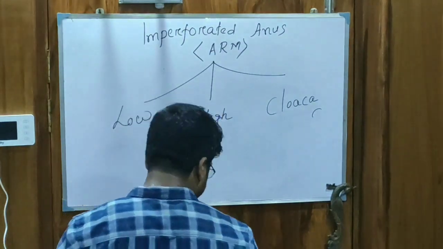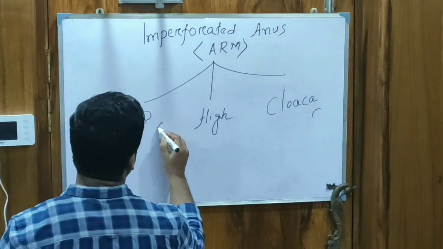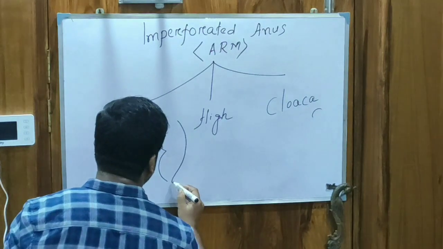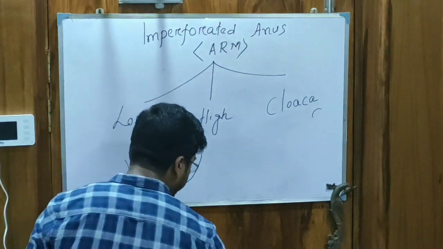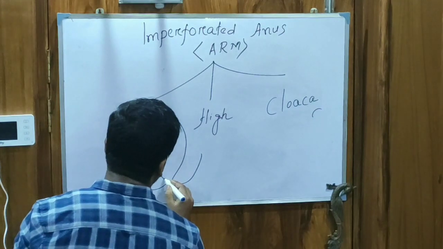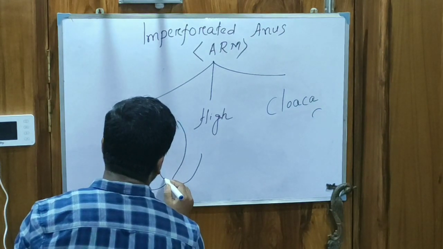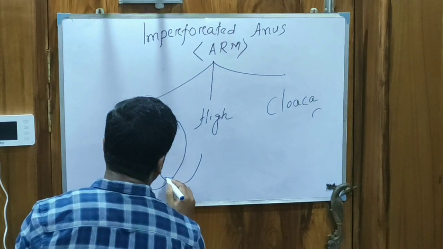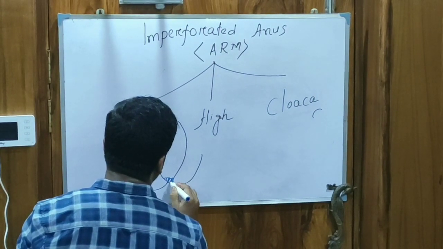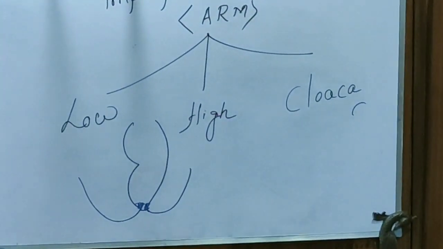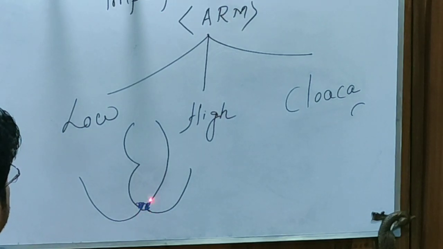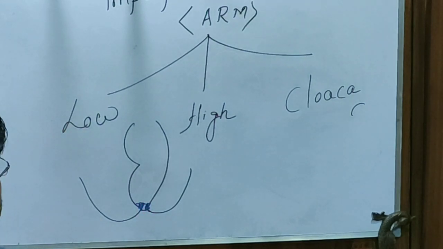What is the picture? It is the distance between the anal pit and the rectal gap. If less than 2 cm, this is low anomaly. If more than 2 cm, this is high anomaly.